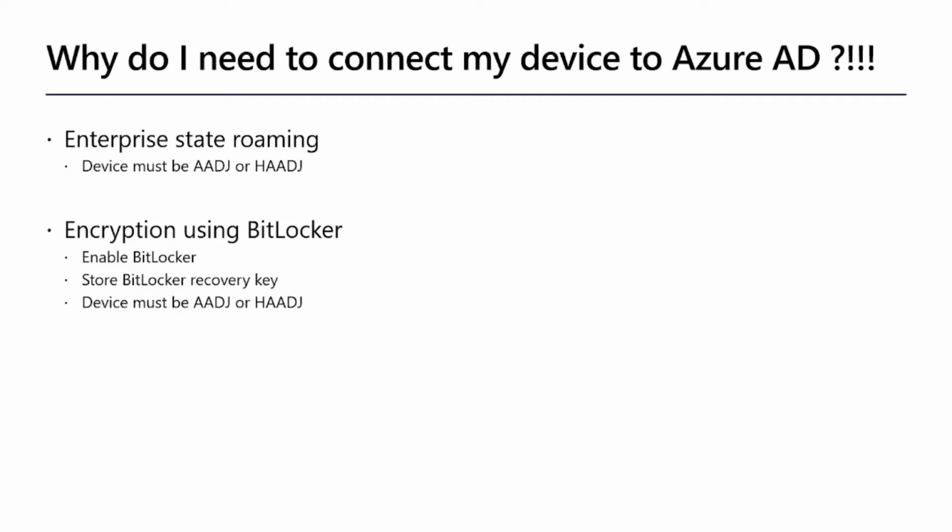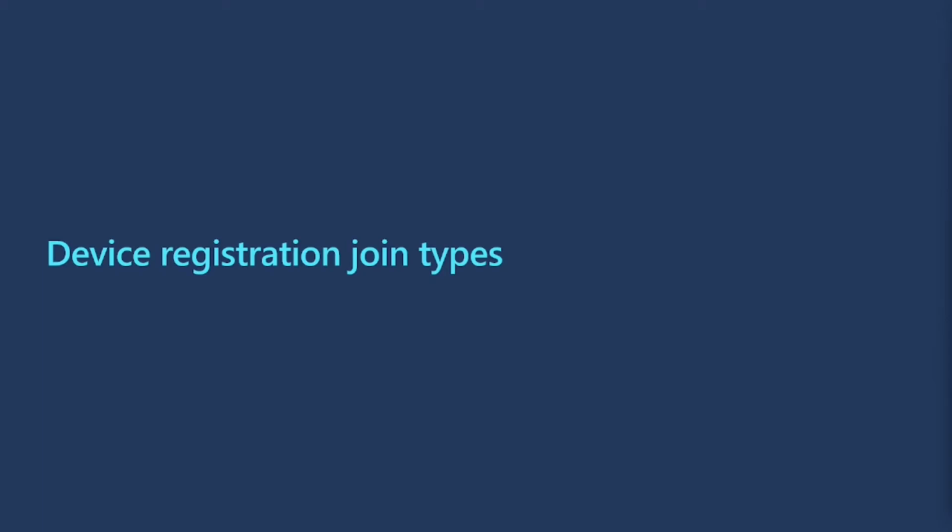Also, end users will have the ability to use the enterprise state roaming feature, which means users' profiles are going to follow them on their registered devices. And users will be able to use BitLocker to encrypt their devices, and the BitLocker recovery key will be stored on Azure Active Directory computer objects so that they can recover them when needed. Let's go through device registration join types.